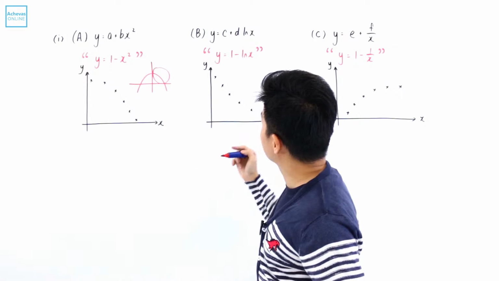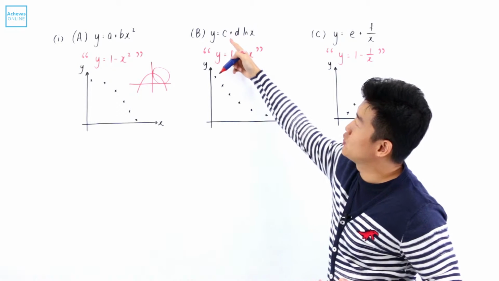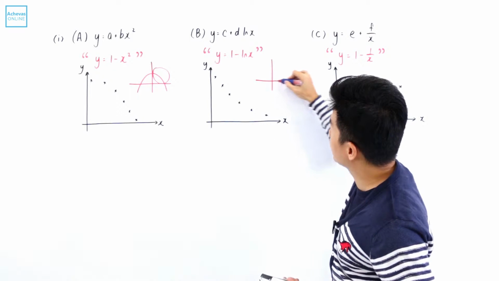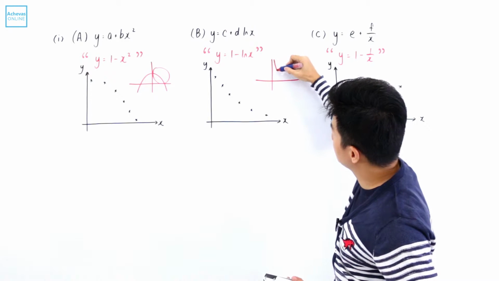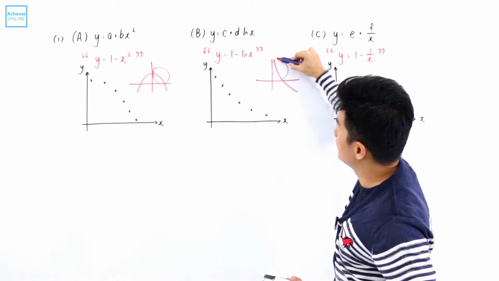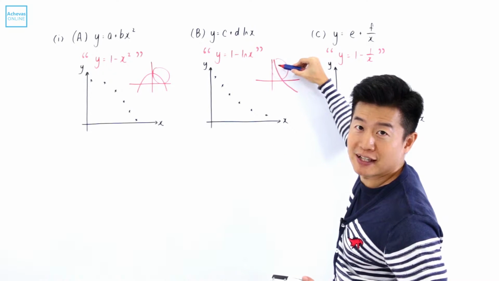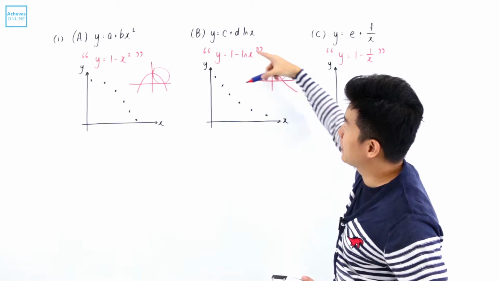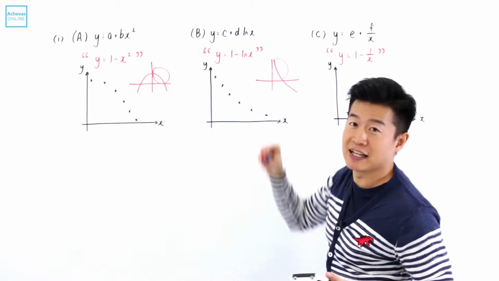I'll do the same thing for the other two. For example, for this, I chose C to be positive 1 and D to be negative 1. The graph that I'm going to be getting from my graphing calculator is something like this. And since x and y must be positive, this is the region that I want, replacing this curve by 6 dots. This is the scatter diagram that I will expect if C is positive and D is negative.